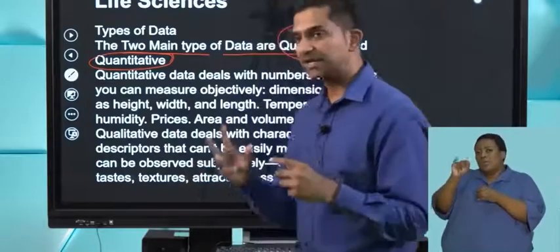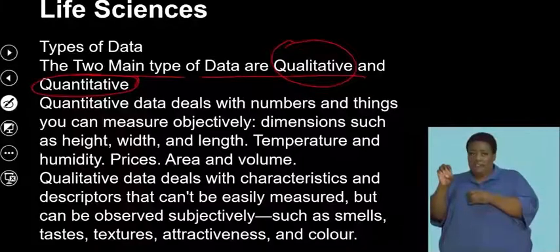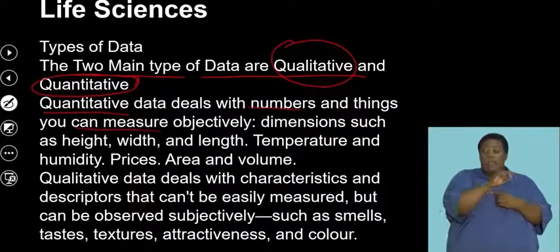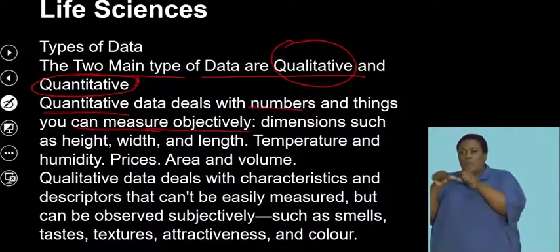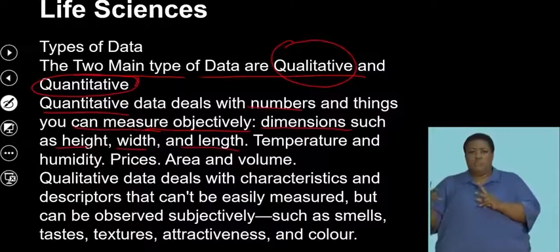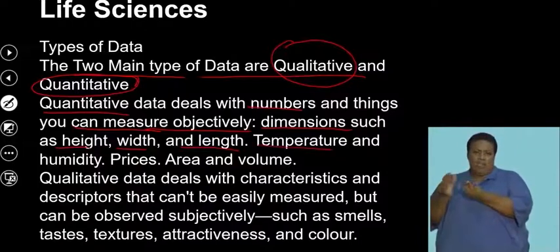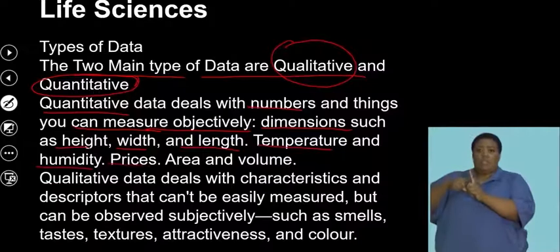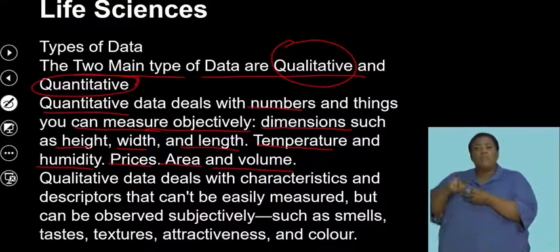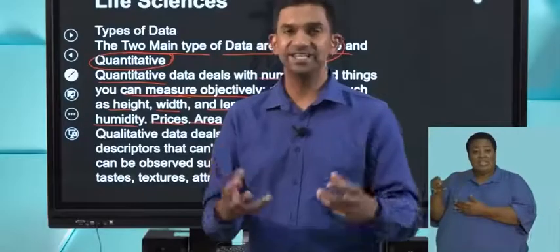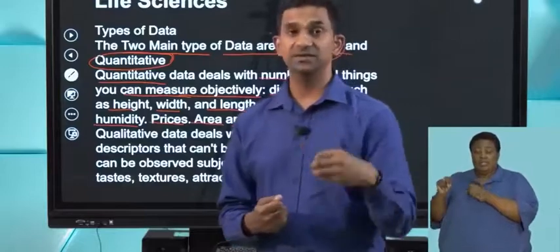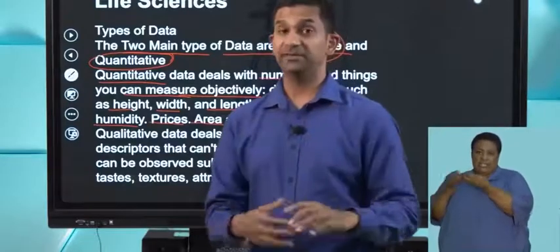So let's try and unpack that a little further. Quantitative data deals with numbers and things that can be measured objectively. Dimensions such as height, width, and length are all quantities. Temperature and humidity, prices, area and volume are all quantities that can be measured, and we refer to these as quantitative measurables. And that often gives us quantities around specific dependent variables.